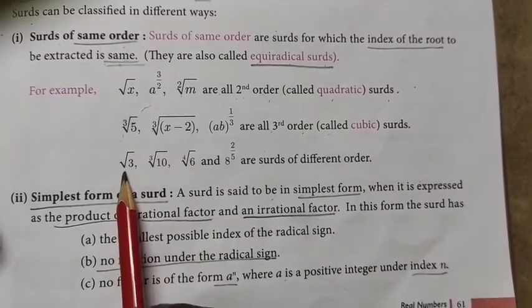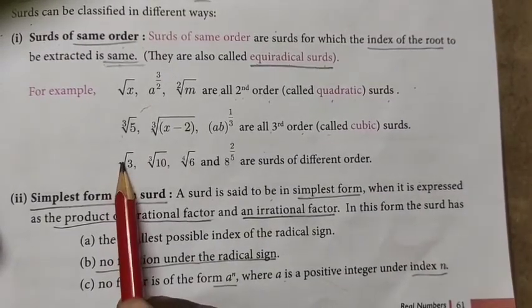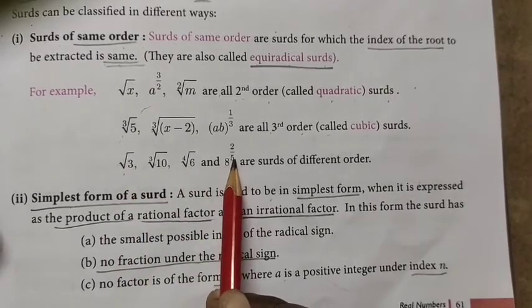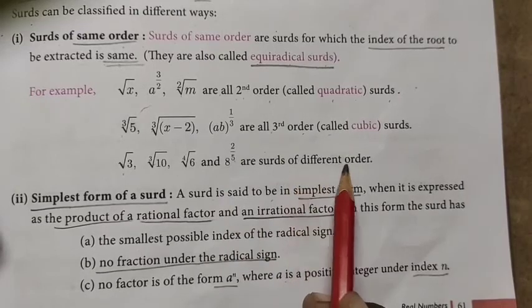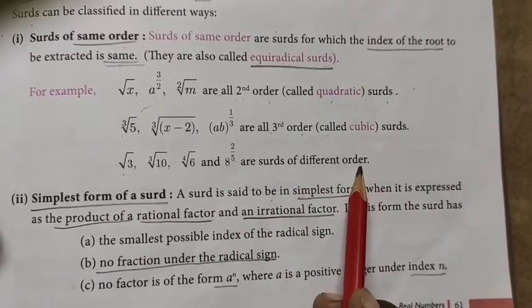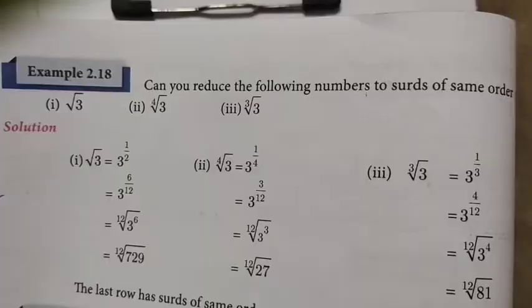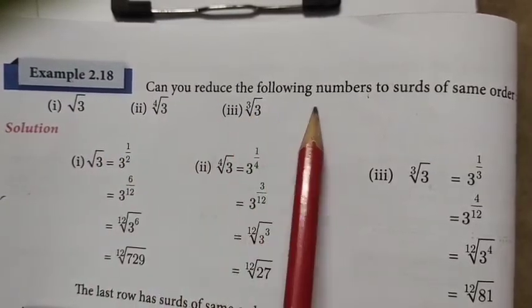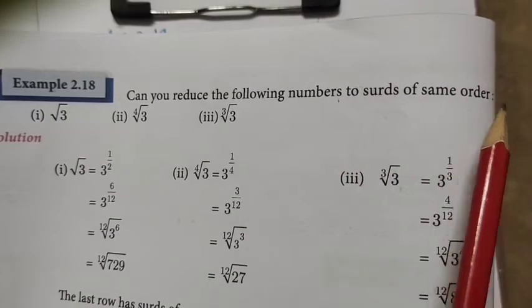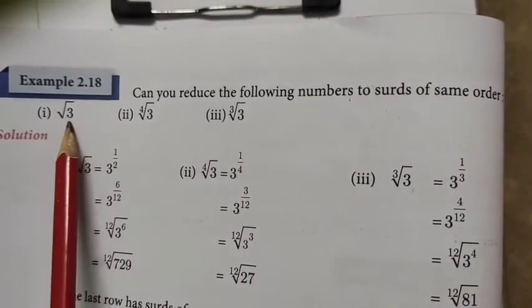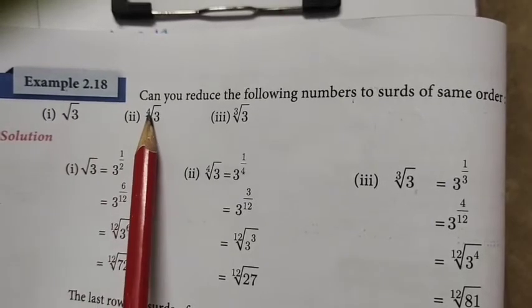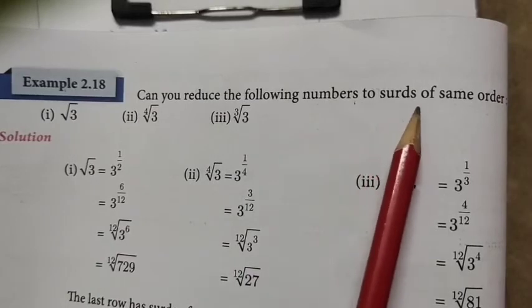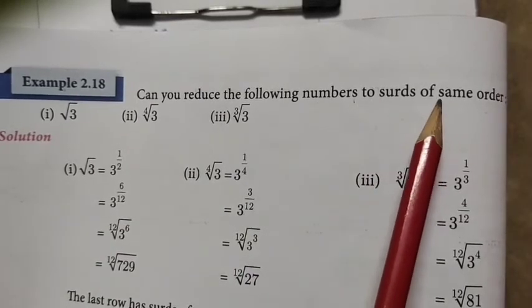You see the last example. Here the order of the surd is 2, here 3, here 4, here 5. These are surds of different order. See the example sum 2.18. Can you reduce the following numbers to surds of same order? Here the order of the surd is 2, here 4, here 3. We have to reduce these numbers to the same order.